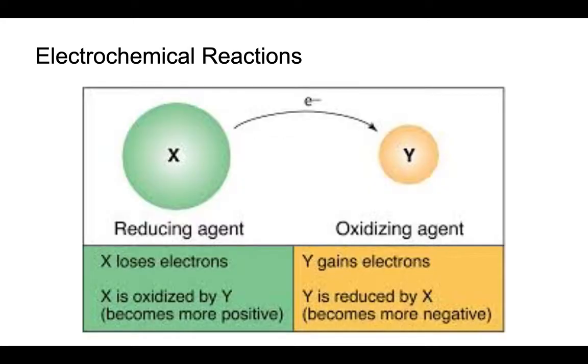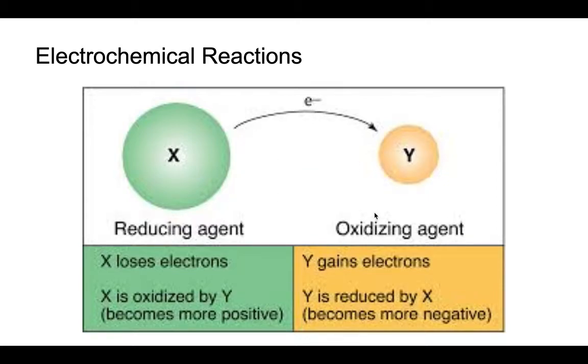So let's take a very general overview of an electrochemical reaction. In such a reaction, we have some atom X that loses some number of its electrons and some atom Y that gains those electrons. This is the basic idea behind all electrochemical reactions. Like we said on the last slide, this element X is losing electrons, so this atom is being oxidized. This atom Y is gaining electrons, so this atom is being reduced.